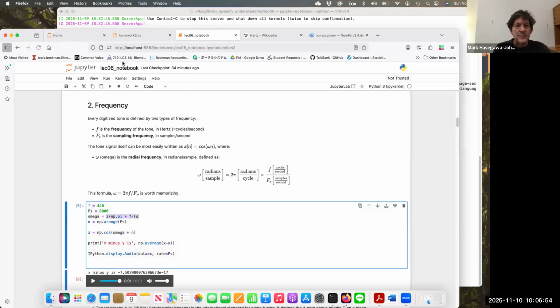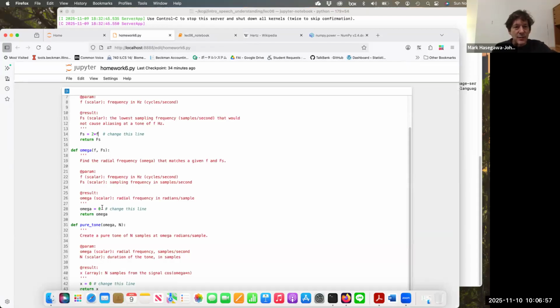Omega is equal to 2 pi times f over fs. So let me write that here. Omega is equal to 2 times numpy.pi times f over fs. That should solve that problem.